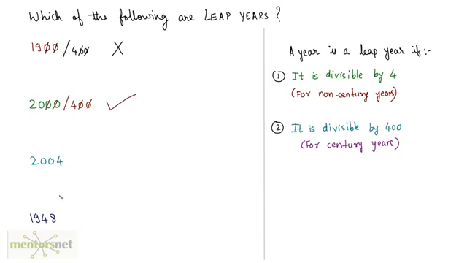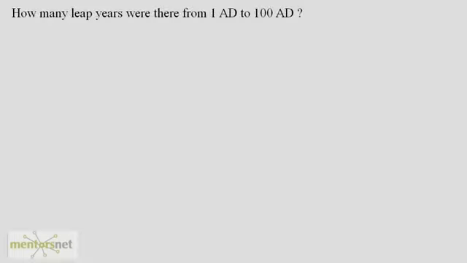Is 2004 a leap year? Well, first of all, 2004 is not a century year, so I need to divide this by 4. And 2004 is divisible by 4. So this is a leap year. Is 1948 a leap year? Well, divide this again by 4 because this is a non-century year. And if you divide it, it is divisible. So this is also a leap year. I hope you got the point. This is a very important concept.